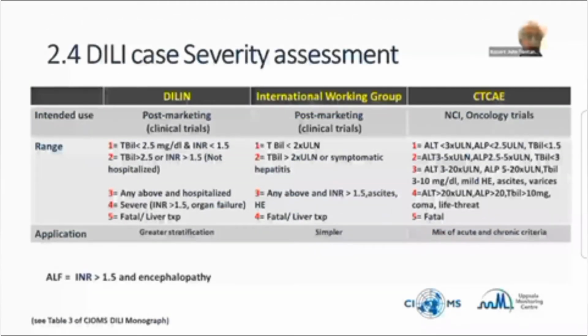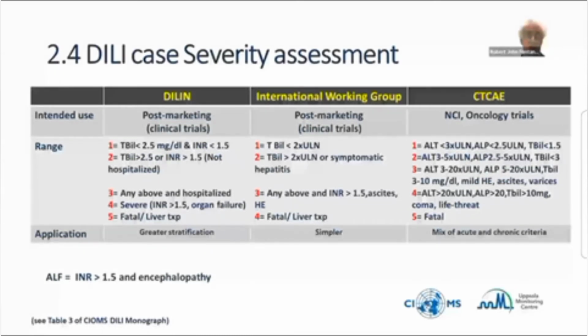Now, in terms of the severity of a given DILI episode, there are three largely used and recognized scales for severity. The DILIN scale, which was published in 2009, is really intended for post-marketing studies more so than clinical trials, and it ranks things from a scale of 1 being mild to 5 being fatal or liver transplant, based upon the frequency of a bilirubin being elevated or INR, whether the patient was or wasn't hospitalized, and whether there was evidence of liver failure. The International Working Group on DILI also has a similar scale, but its range is only from 1 to 4, with similar criteria.